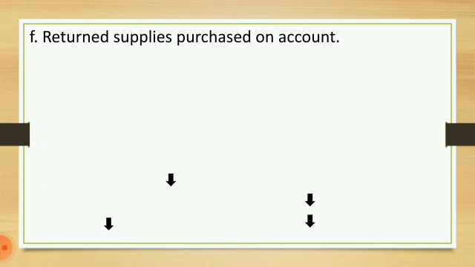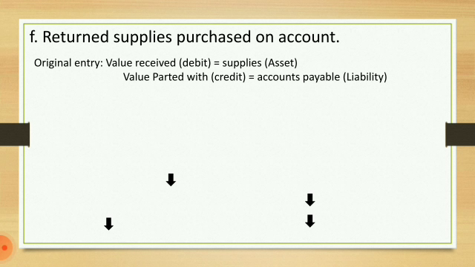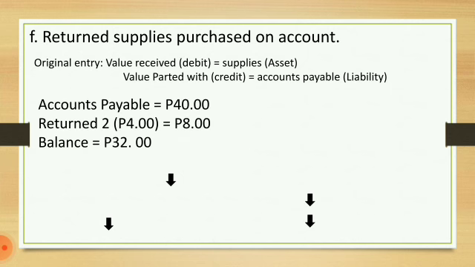Another transaction, returned supplies purchased on account. Take note, in the previous example you received 10 sachets of shampoo from SM. So the original entry for that, for your value received or your debit, is supplies. And for your value parted with or your credit is accounts payable. So supplies is an asset and accounts payable is a liability. Now, going back, your balance for your accounts payable is 40 pesos.